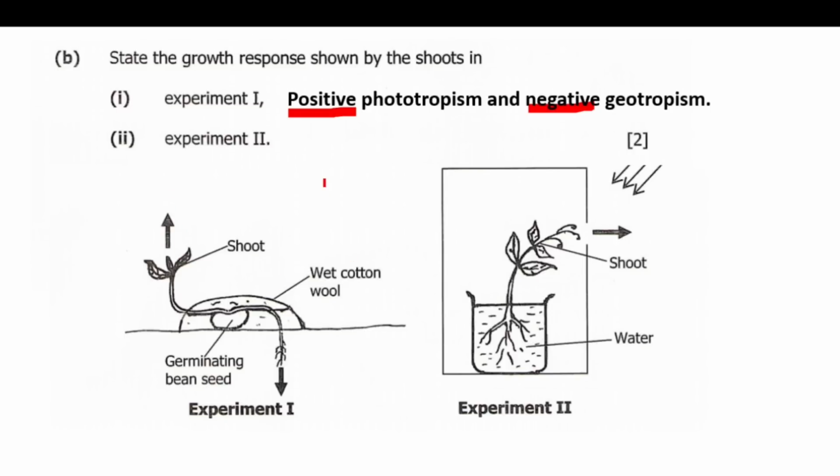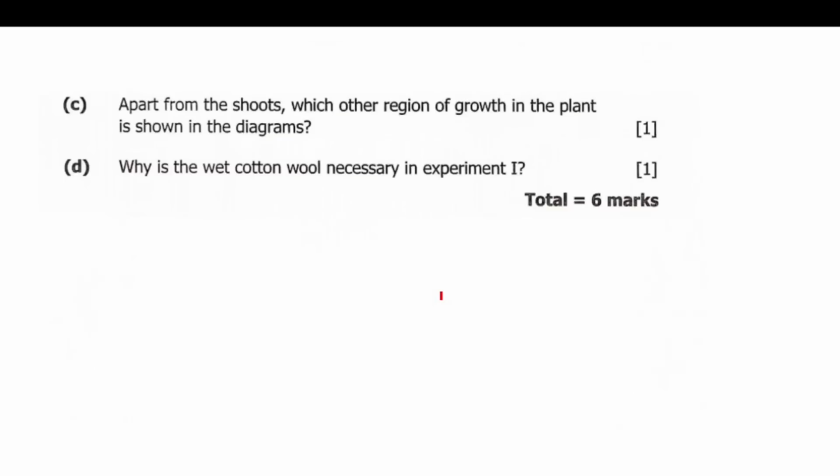Then in experiment 2, the shoot is showing positive phototropism because it is growing towards light. All right.